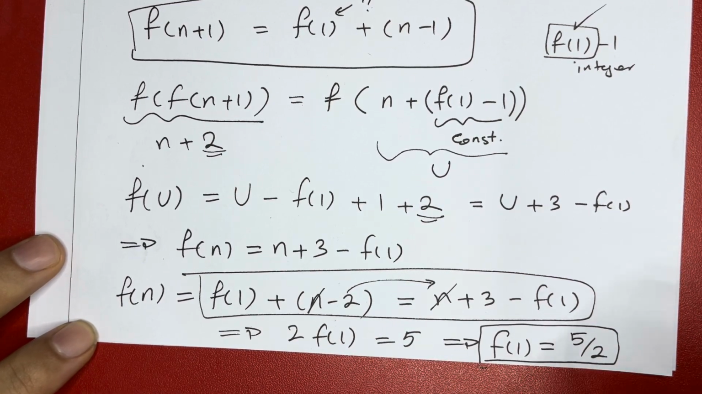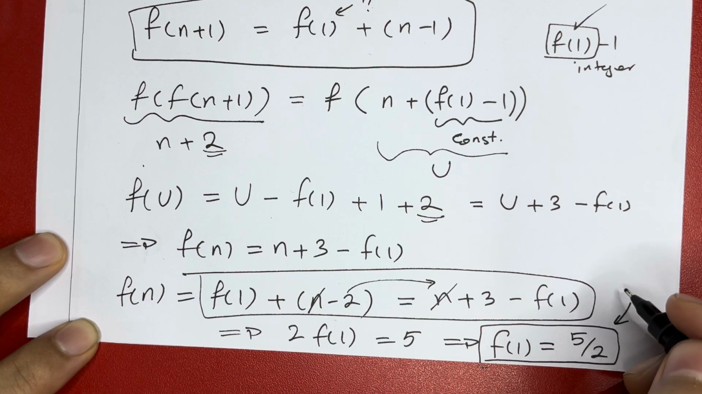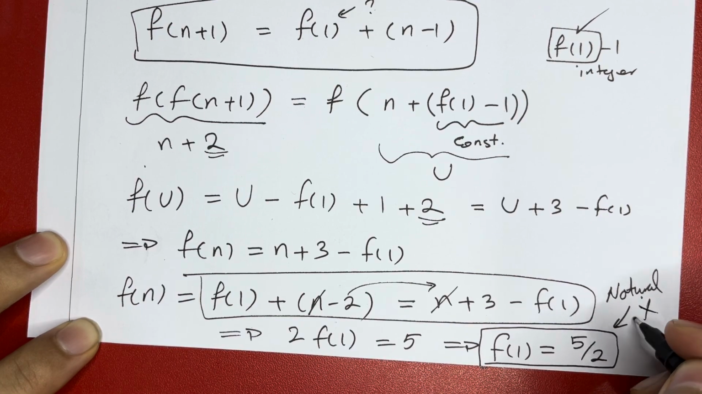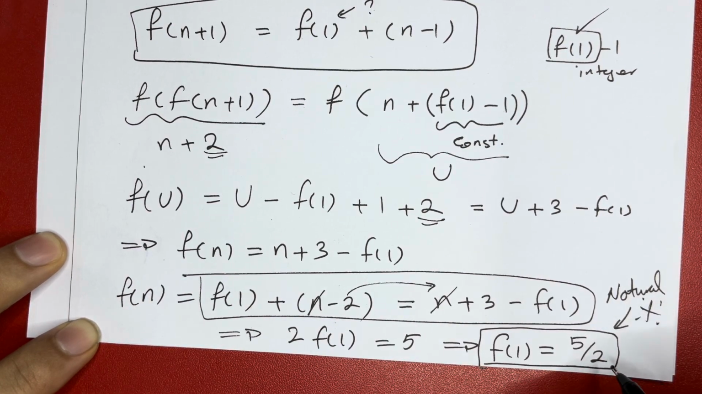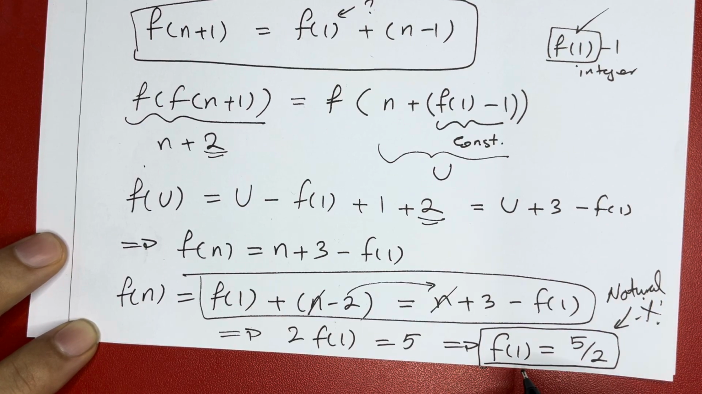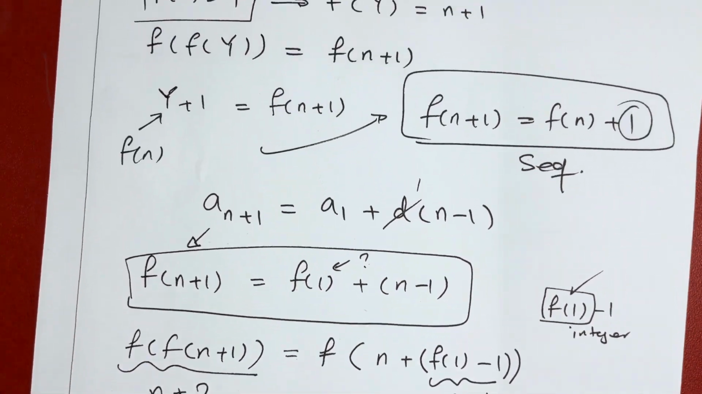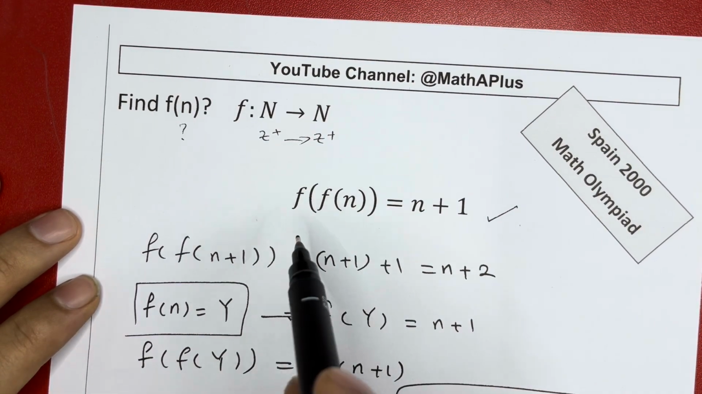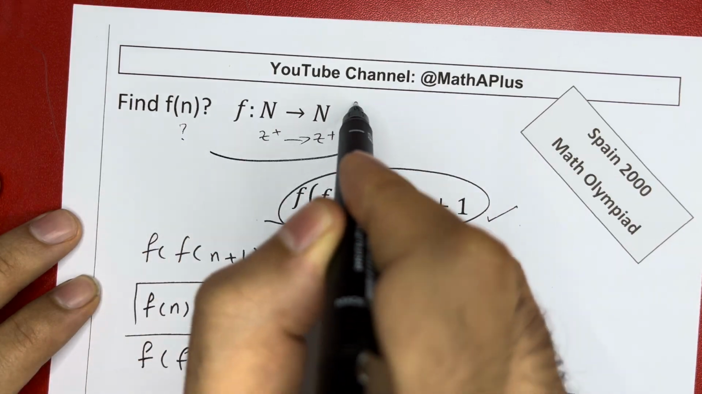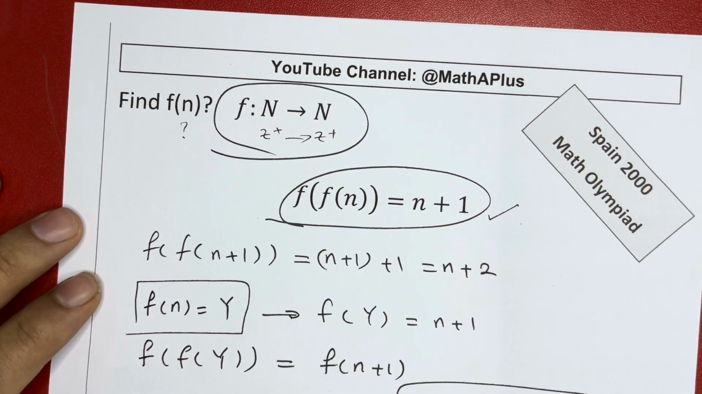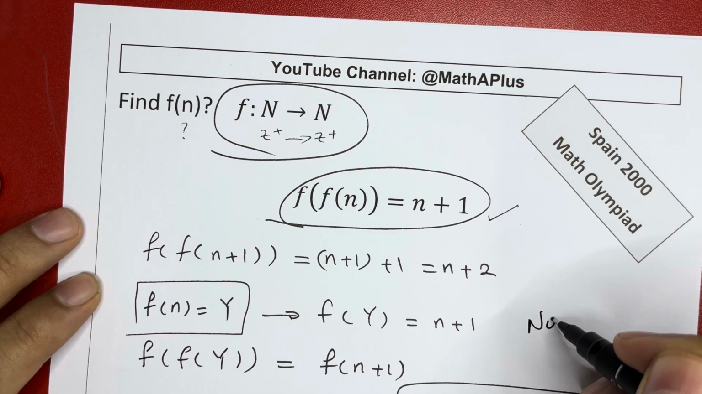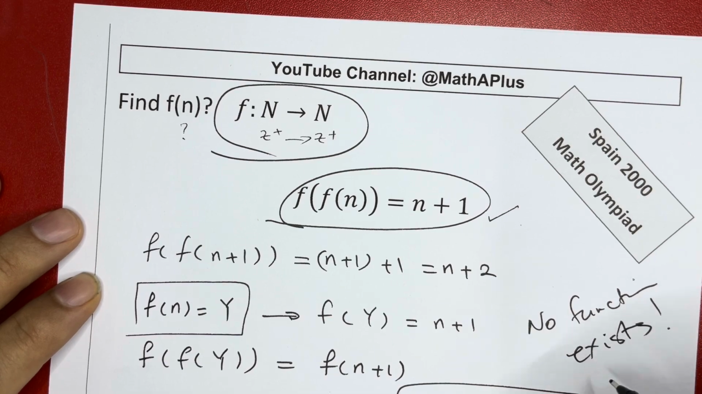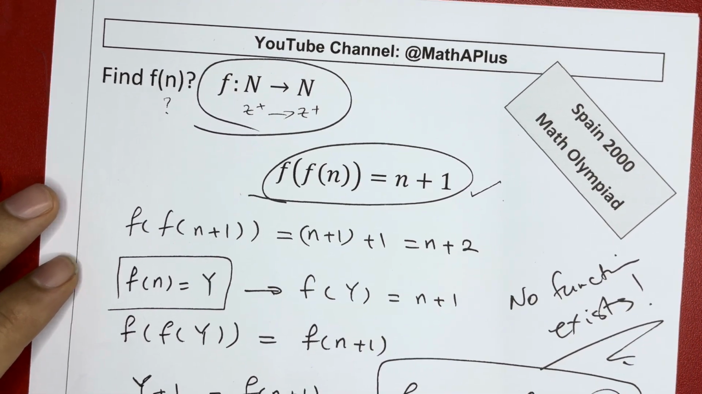So we can see that this one is not a natural number, so we can reject that. That means there is no function which satisfies this relation in this range and domain. So no function exists.